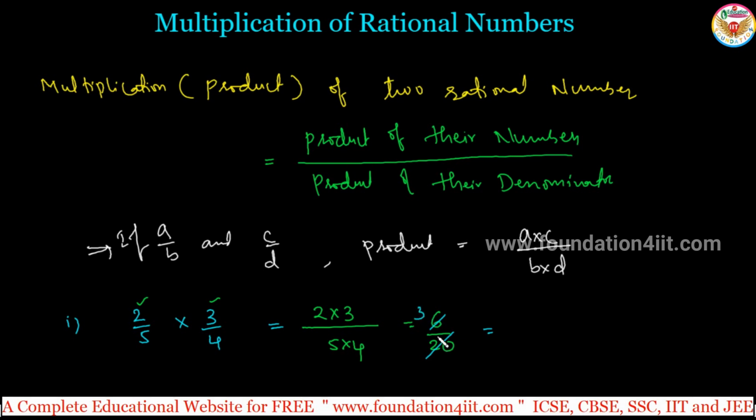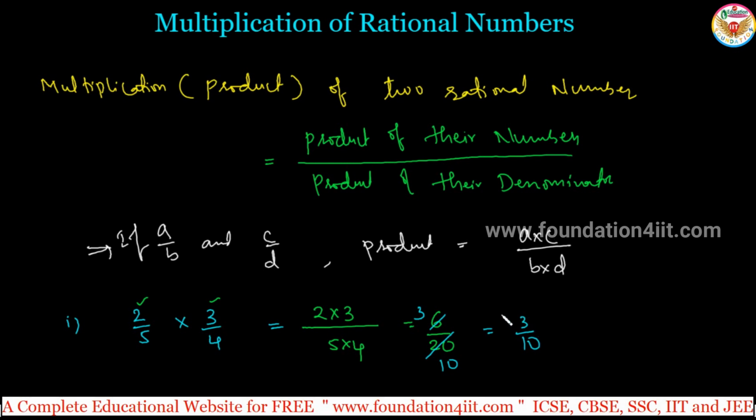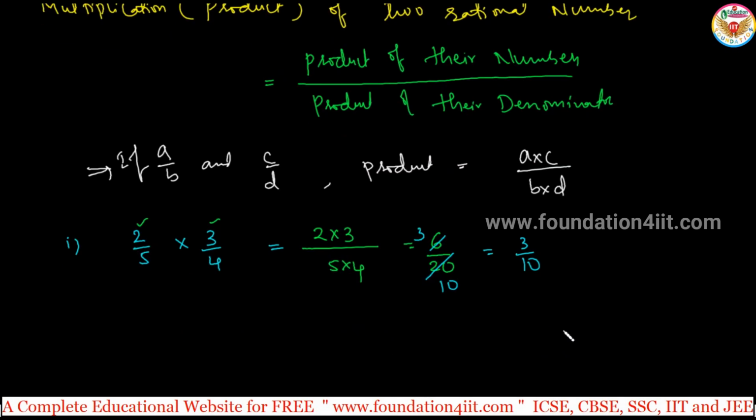2 table, right? 2 3s are 6, 2 10s are 20, because both are even numbers. 3 by 10. So 3 by 10 is a rational number and there is no common factor for numerator and denominator. So this is the standard form of the rational number. So 2 by 5 into 3 by 4 is equal to 3 by 10.